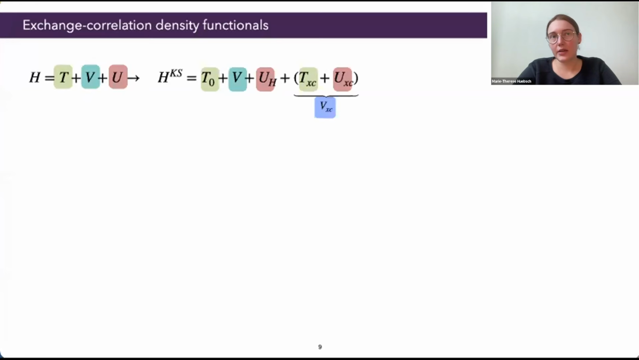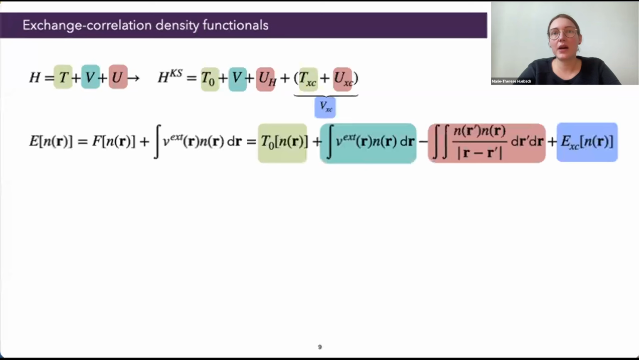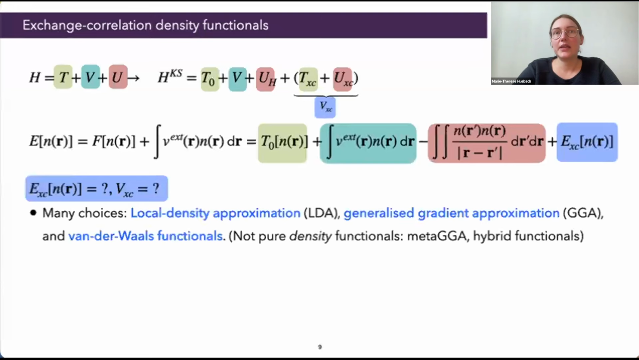In summary, regarding the density functional, we can write the total energy in terms of these four contributions: the kinetic energy, the external energy, the Hartree term, and the exchange correlation functional. The exchange correlation functional is the really hard part of this expression. In practice, there are many, many choices to approximate the exchange and correlation.